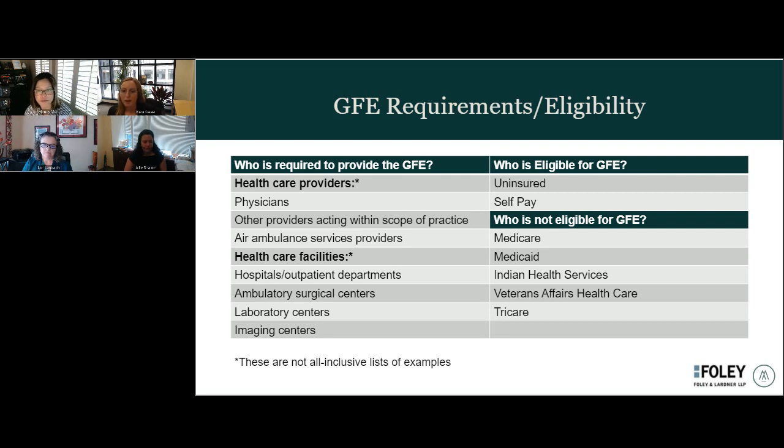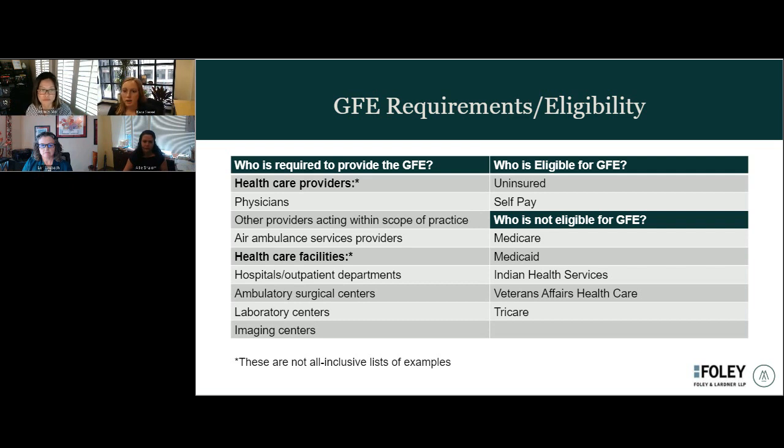Who is not eligible for GFEs, similar to our balance billing piece? It's not for Medicare, Medicaid, Indian Health Services, VA, or TRICARE patients. It's specifically targeted to the uninsured and self-pay group.